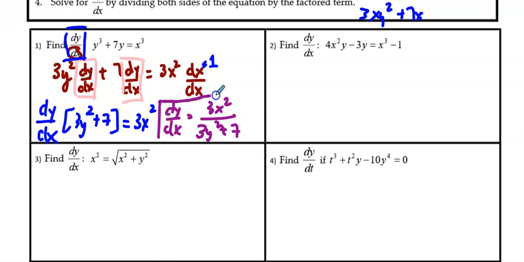It's going to look a little bit weird. It's okay to have x's and y's together. It's going to be expected.